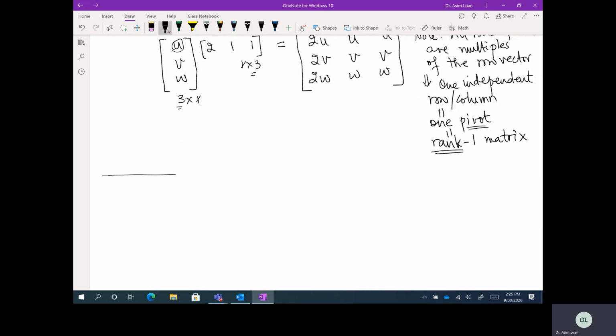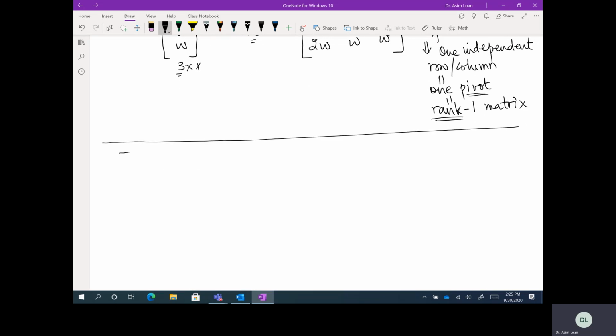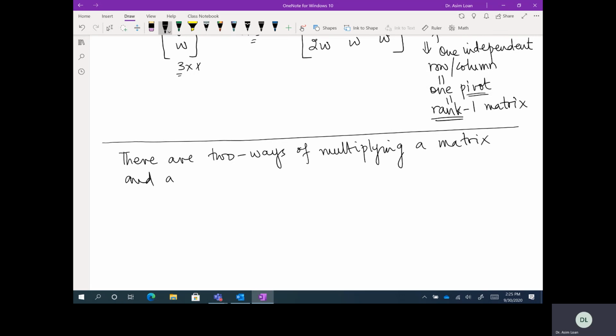Okay, so let's multiply a matrix by a vector. So there are two ways. There are two ways of multiplying a matrix and a vector. And you should note that we can easily generalize this to multiplication of matrices. Why? Because the matrix is a collection of column vectors. Two ways of multiplying a matrix and a column vector. Okay, the first one is by rows, which we have been doing so far, one you are actually already familiar with.